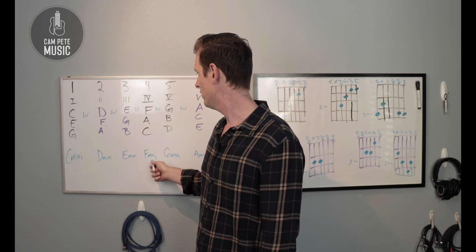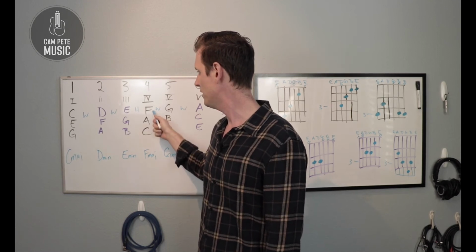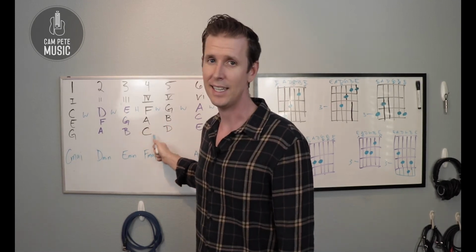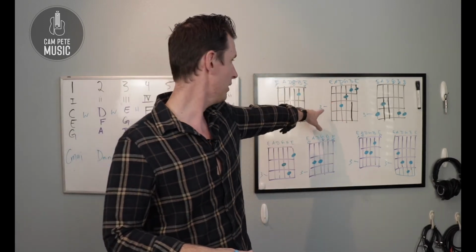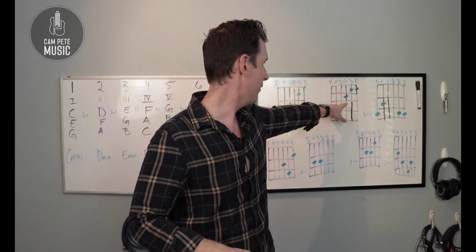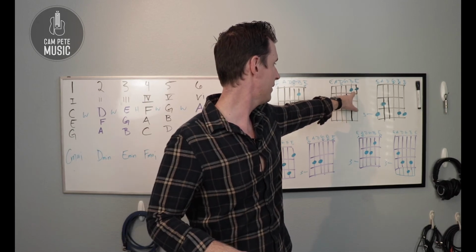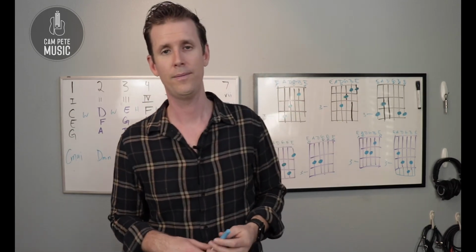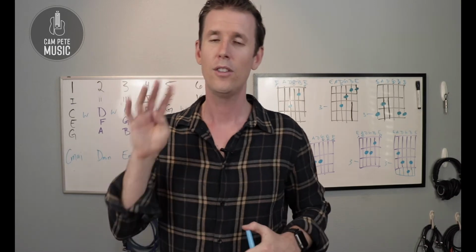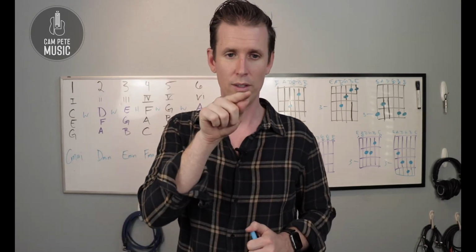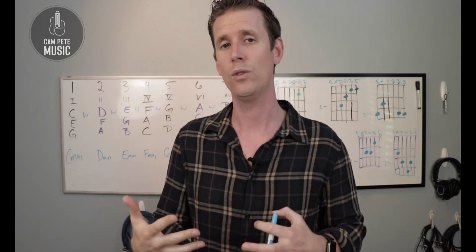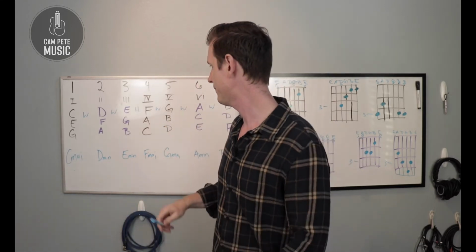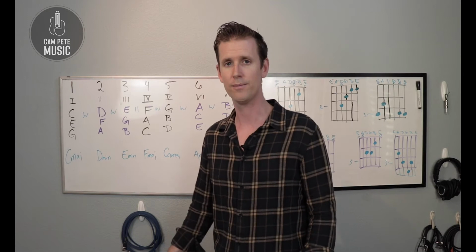The fourth chord, when I stack thirds in the key of C, I get F, A, and C. If I put F, A, and C on my guitar in the open position, here's my 3rd fret, F, A, C. F major chord. Takeaway, the 4th chord, the 4th note of any major scale gives you the root of a major chord. In the key of C, it's F major.